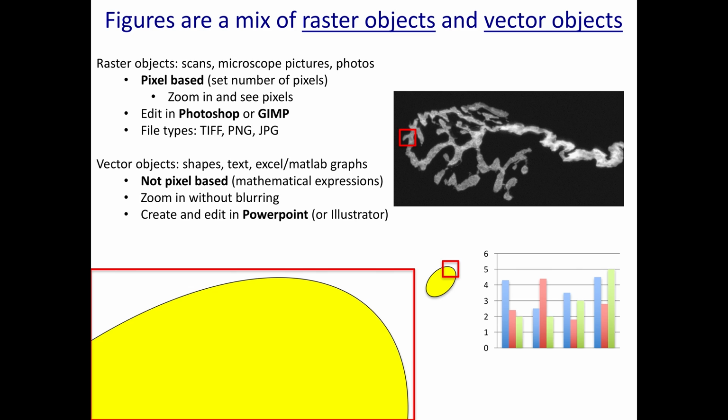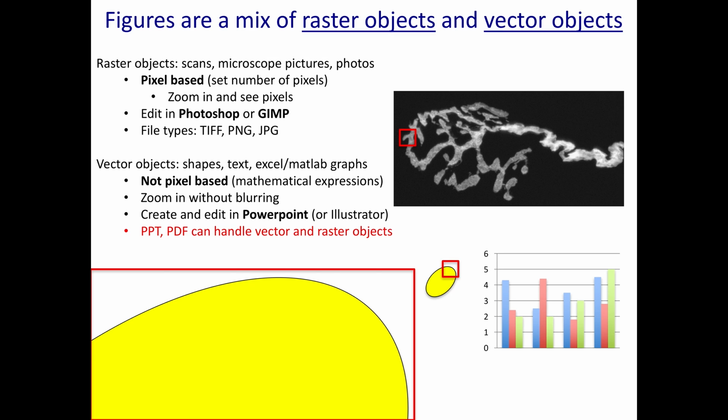These types of objects can be created and edited in PowerPoint, which is a very powerful program, or Illustrator. Both these programs have the ability to handle raster objects and vector objects, whereas programs like Photoshop and GIMP can only handle raster objects. So these make nice platforms for us to build figures in. Since Illustrator is a more complex program to use and has a steeper learning curve, we strongly recommend that you make your figures using PowerPoint.